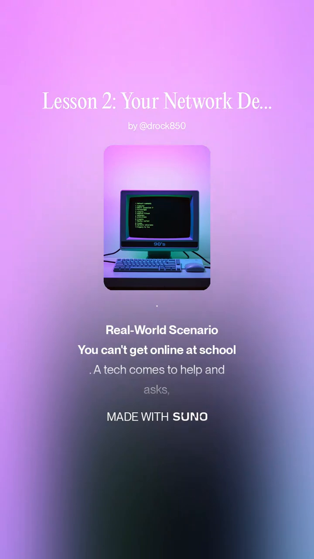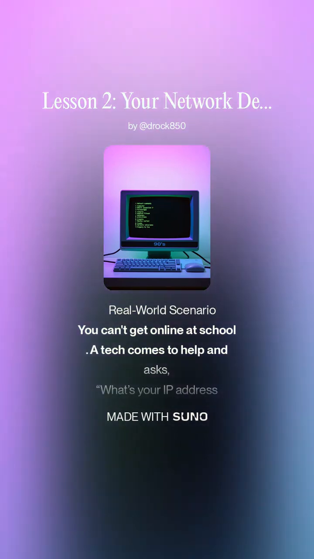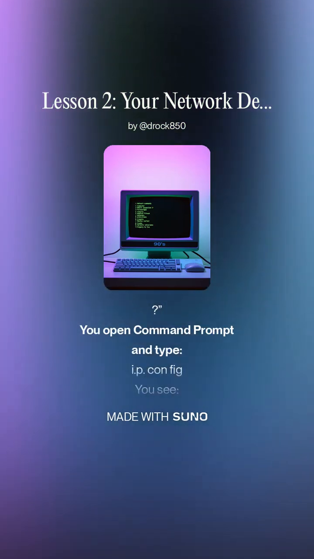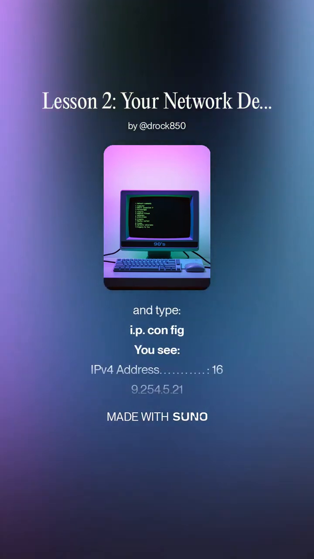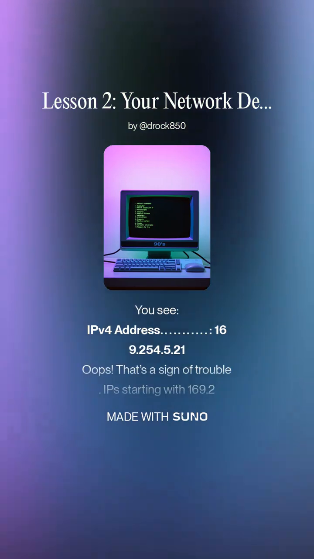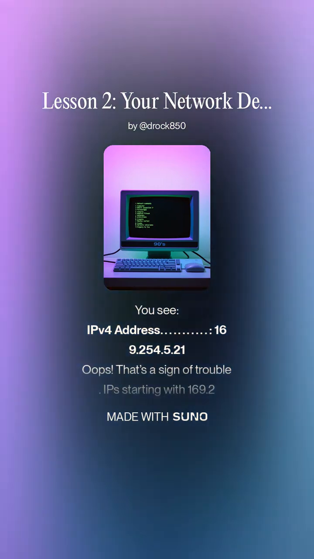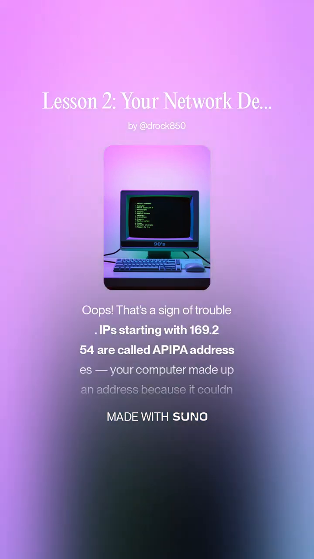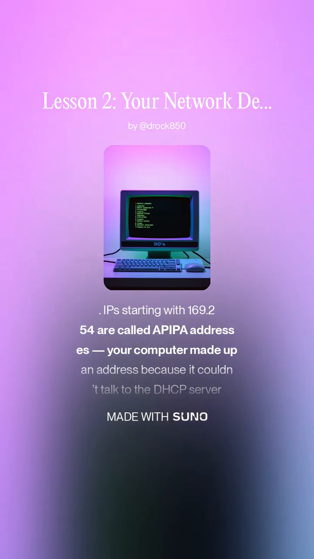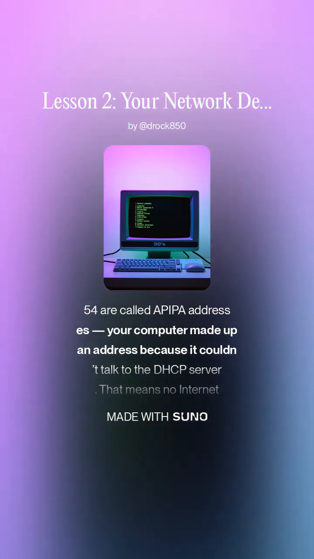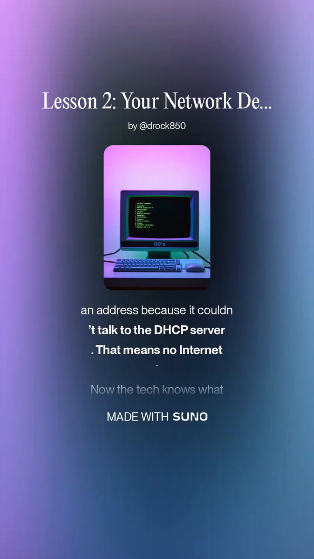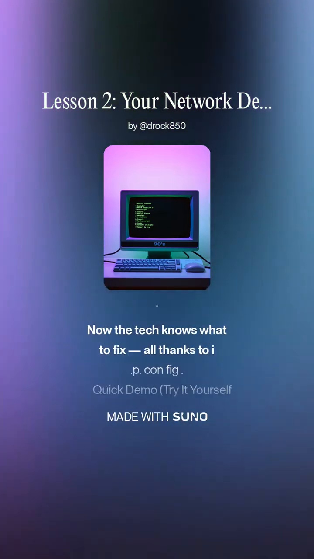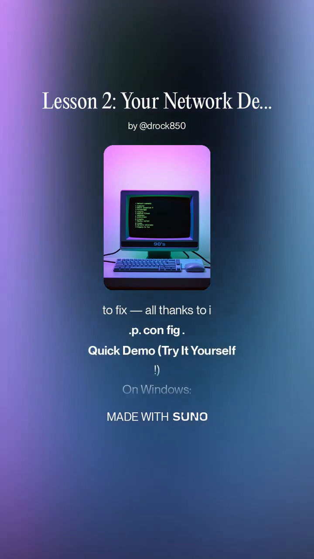In a real-world scenario, you can't get online at school and tech comes to help and asks, what's your IP address? You open command prompt and type ipconfig. You see an IPv4 address of 169.254.21. Oops, that's a sign of trouble. IPs starting with 169.254 are called APIPA addresses. Your computer made up an address because it couldn't talk to the DHCP server. That means no internet. Now the tech knows what to fix, all thanks to ipconfig.